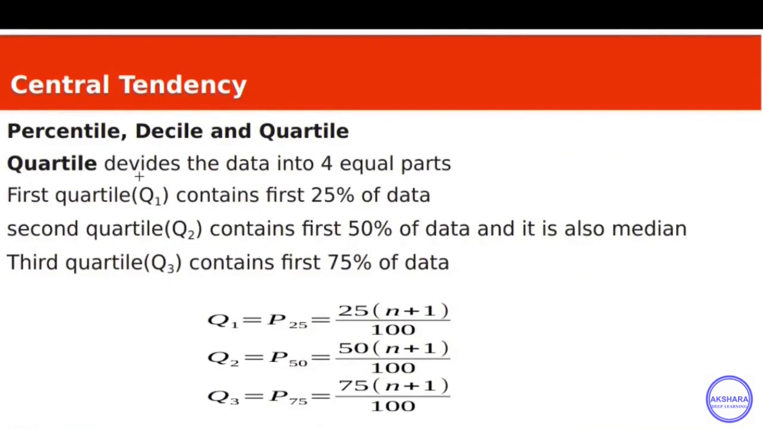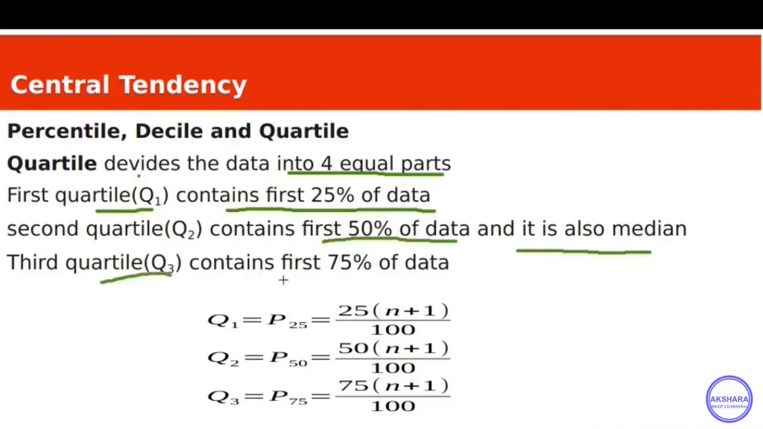Quartile divides the data into 4 equal parts. First quartile, represented as Q1, contains the first 25% of data. Second quartile, Q2, contains the first 50% of the data, and it is also the median. Third quartile, Q3, contains the first 75% of data. Formula for first quartile is the same as P25, so 25 into (n plus 1) by 100. For quartile 2, it is equal to P50, so 50 into (n plus 1) by 100. Like that, Q3 will be equal to P75.